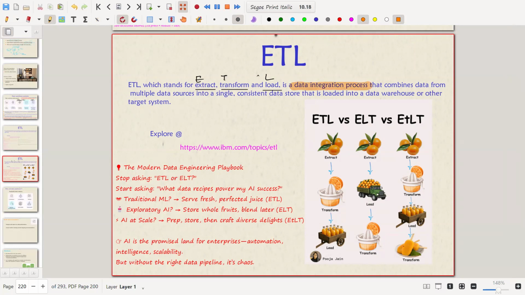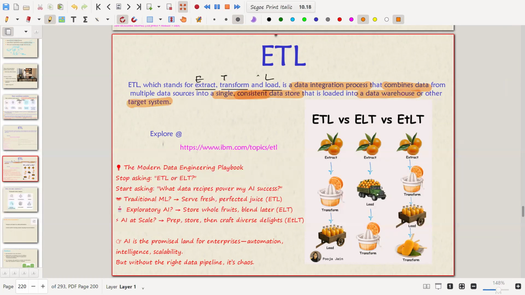Data integration combines the data from multiple data sources into a single and consistent data store. Mind you, it combines all the data into a single store, but in a consistent way. The word consistent holds more importance. That is loaded into a data warehouse or other target systems. More about ETL you can explore on this IBM website. I suggest you open this IBM website and try to understand what extra they are telling you.